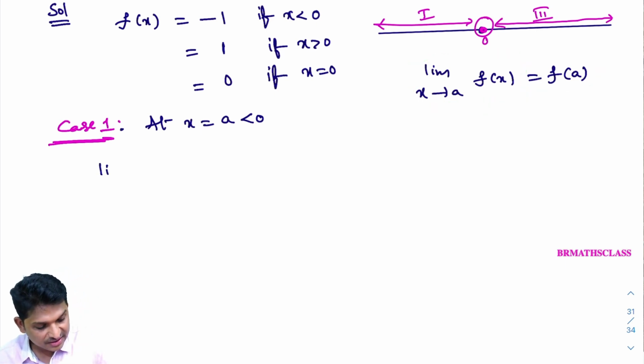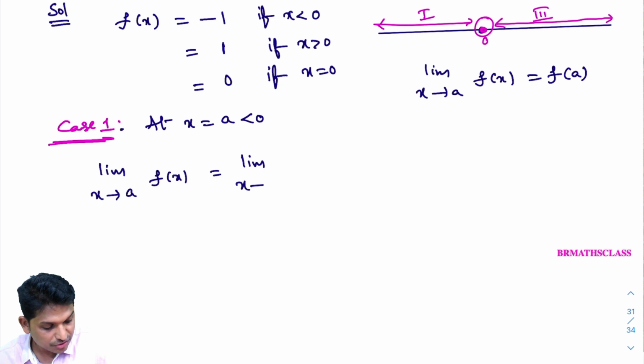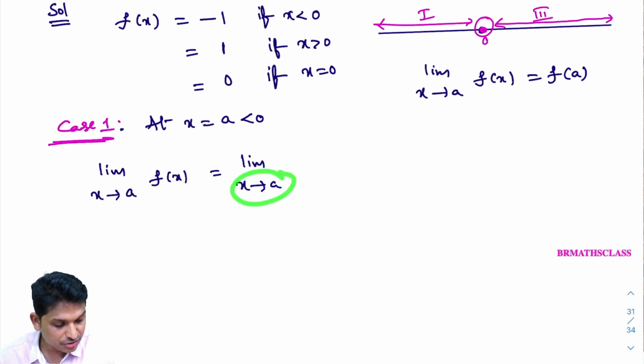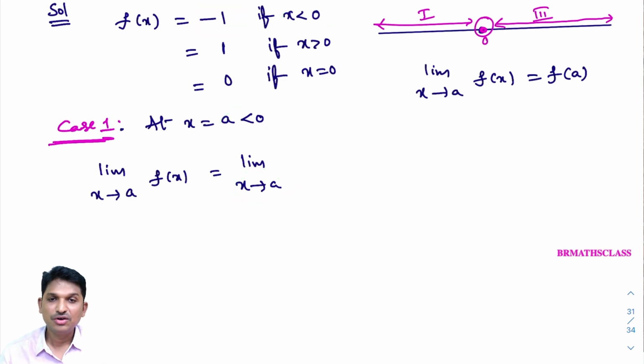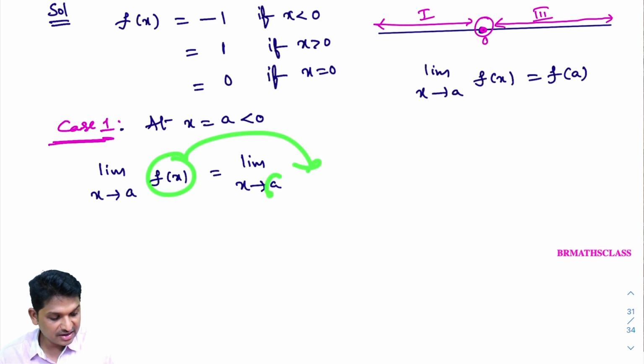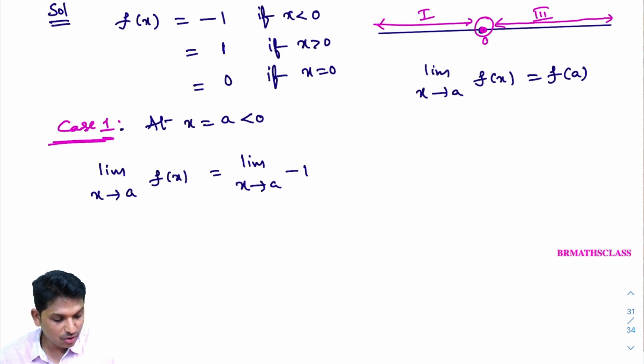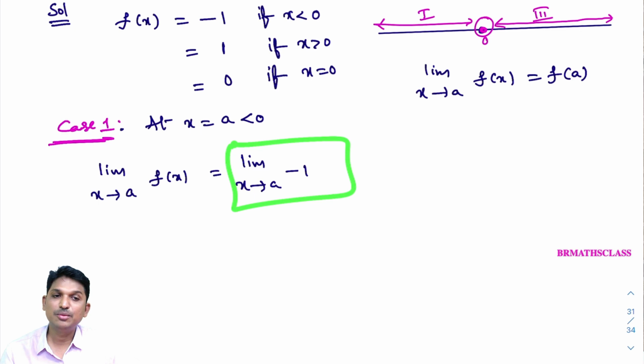Limit as x approaches a of f of x. Here x approaches a, and a is less than 0. When a is less than 0, which function do we choose? We choose this function, -1. So in place of f of x, we write -1. Now I need to calculate this. How to calculate? By the direct method.